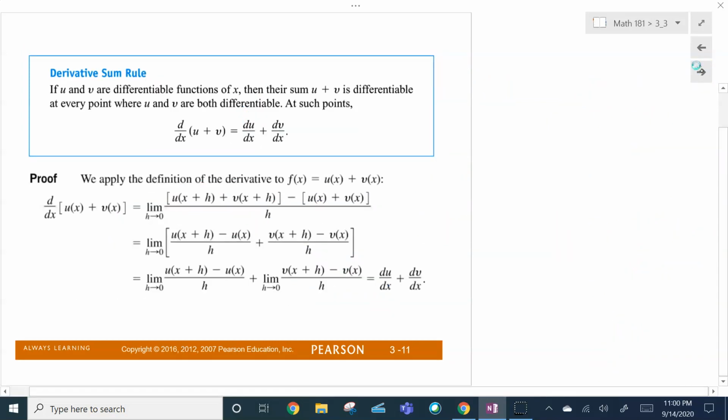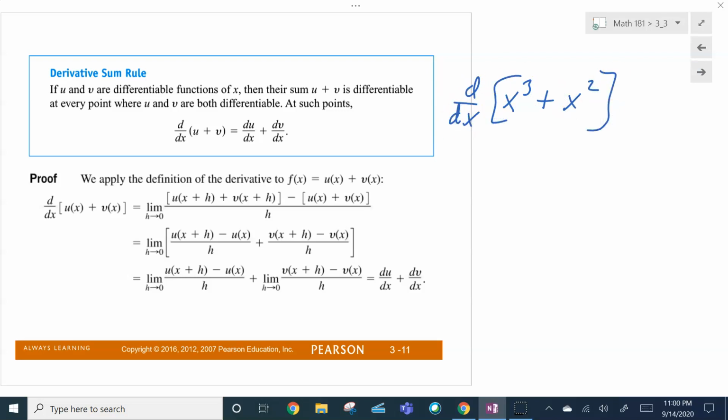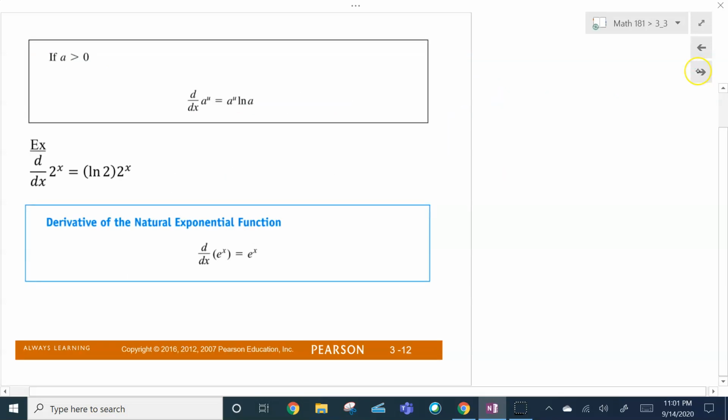All right, if you've got a summation, like if you have x cubed plus x squared and you're taking that derivative, then you just take the derivative of the first, 3x squared, plus the derivative of the second, 2x. Okay, that's what this is saying. Same thing for a minus.